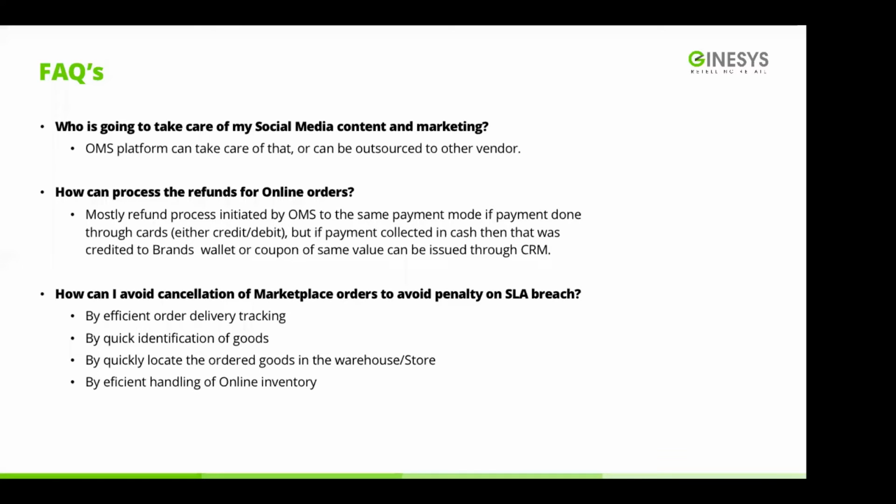How can I avoid cancellation of marketplace orders to avoid penalty or SLA breach? You need to be very good at these four things: efficient order delivery tracking, quick identification of goods, quickly locating the ordered goods in the warehouse or store, and efficient handling of online inventory. These are the four most common things you need to have in place to avoid an SLA breach.